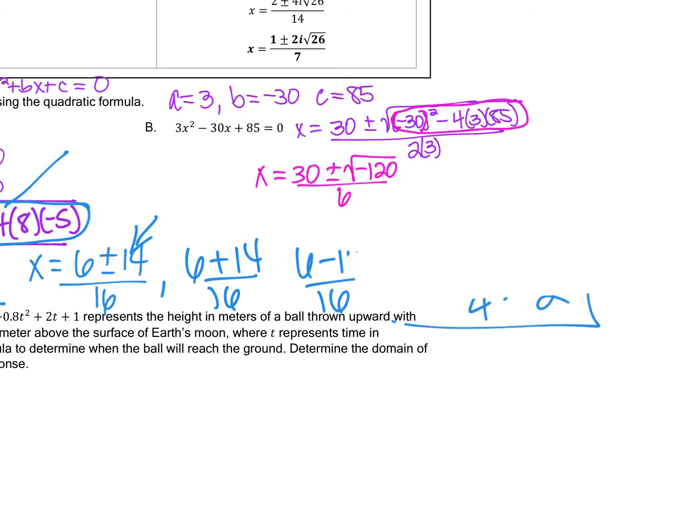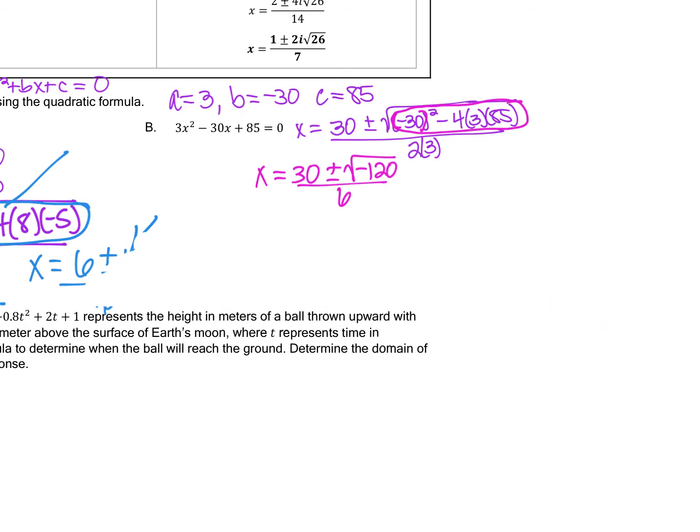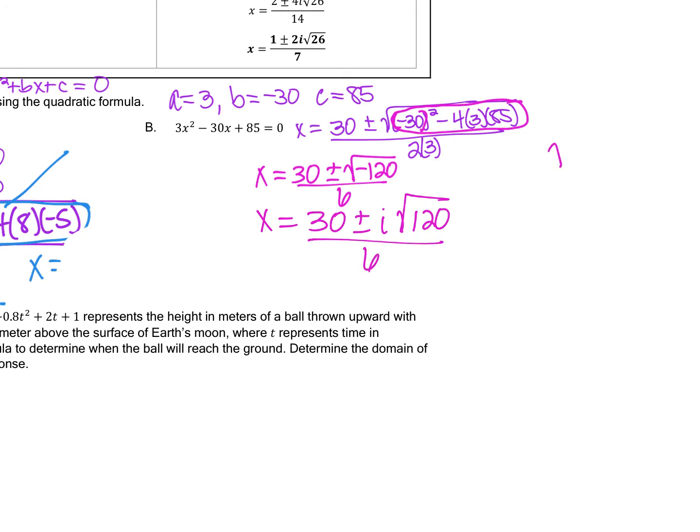Okay, so after I've done that, I need to simplify it. The last one was a perfect square on the square root part. Notice this one has a negative under the square root, which means I should have an imaginary solution. So I'm going to go ahead and make it an i and then take the square root of 120. All right, so 120 is not a perfect square, so I need to use a factor tree to simplify it.